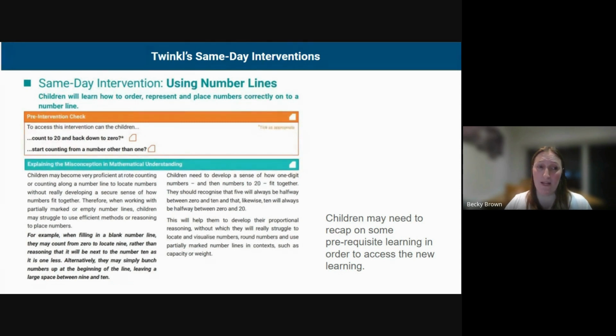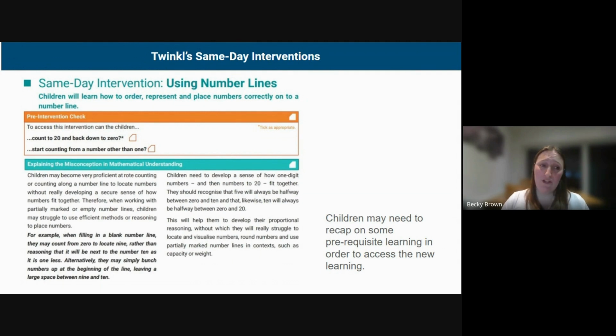So you might pick that up and think, actually, I've been asked to do this, but I know that these children can't do that yet. So that might become the focus for your session. You might actually have a counting session, because with the best will in the world, if the children don't have the skills to access it, they're not going to be able to get what they need out of it.